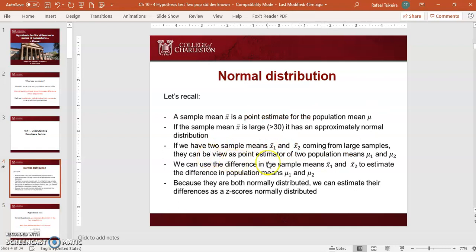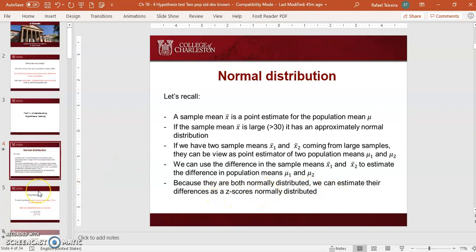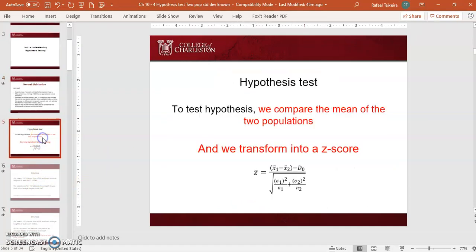And then if we subtract one from the other, which means we are taking their differences, we can estimate these differences as the population mean difference, mu1 minus mu2. Because they're both normally distributed, we can estimate their difference as a normally distributed z-score. Let's take a look at that. That's a lot of theory. I don't want to get you confused.